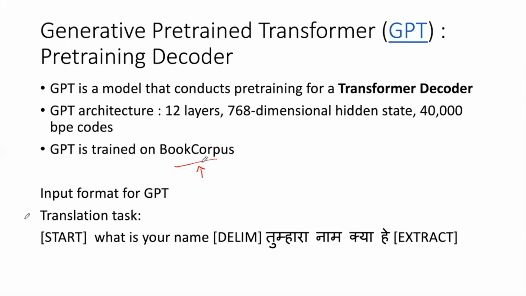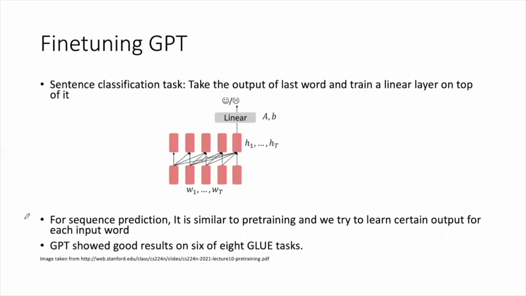So once the pre-training is conducted, the GPT model can be used for fine-tuning tasks. Let's say your fine-tuning task is sentence classification, which basically means you need to predict a certain class for your input. In that case, you take the last word's output, connect a linear layer, and try to generate the class from it. That's typically how you use pre-trained GPT for sentence classification.